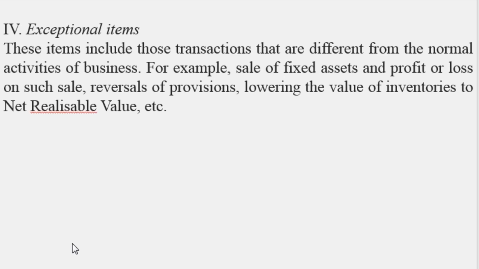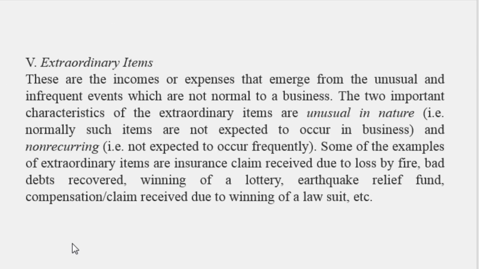Now this is not in your course, but for your knowledge I am taking it up. Exceptional items are earnings from the sale of fixed assets or loss on the sale of fixed assets. These are transactions which we do not do on a regular basis. Then extraordinary items are those items which occur occasionally, not on a regular basis. Like a debt being recovered, you winning a lottery, or your company receiving some compensation. These are extraordinary items.